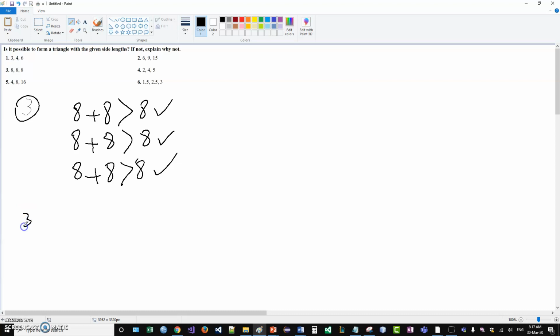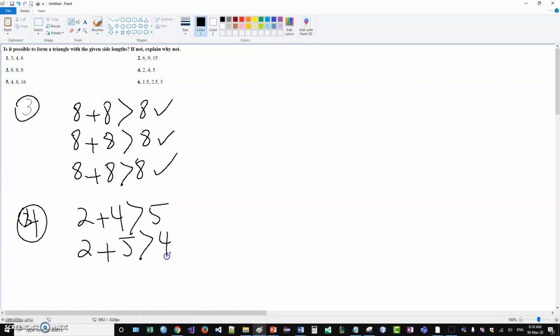Let's try number 4. So we have 2, 4, and 5. 2 plus 4 greater than 5. 2 plus 5 greater than 4. 4 plus 5 greater than 2. They're all true. That means yes, we can form a triangle.